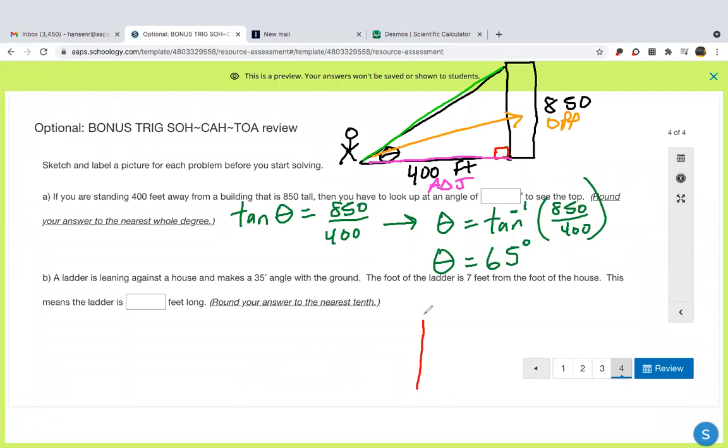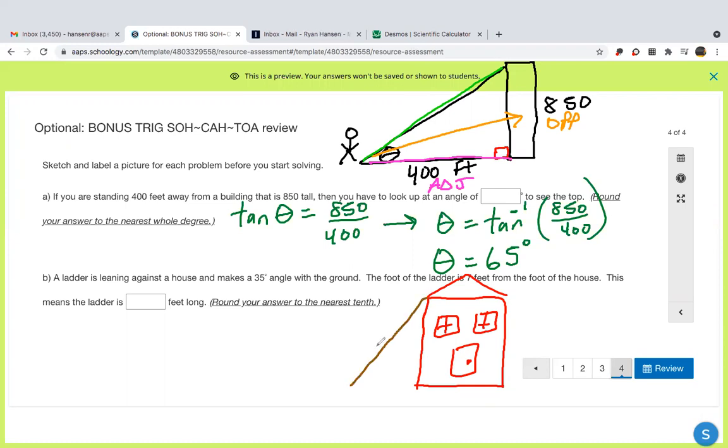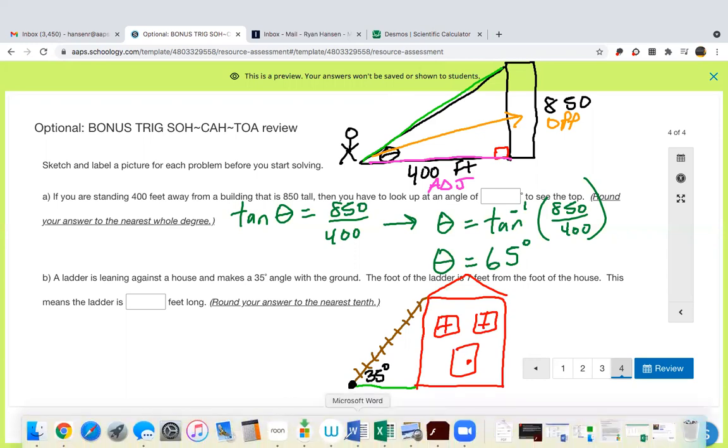House, roof, windows, door, expertly drawn as usual. And in brown, the ladder with the steps or the rungs. There we go. It says the ladder is leaning against a house and makes a 35-degree angle with the ground. So I need to put in the ground, and there's going to be 35 degrees between the ground and the ladder. So that goes right here, folks. This is your reference angle right there, 35 degrees.